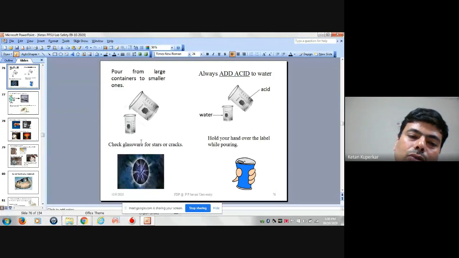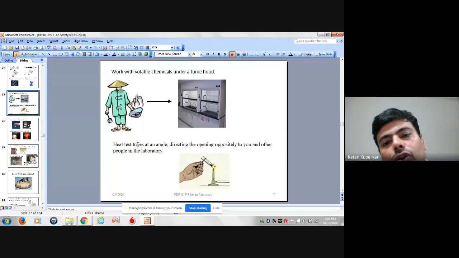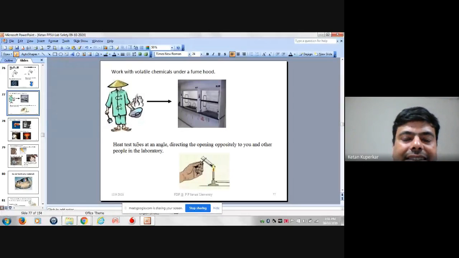explode out. Also, before you work in the laboratory, check the glassware for any stars or cracks. And the best way to hold any chemical bottle is to hold it with your hand over its label while pouring. Always have a habit of using the fume hoods when you are working with experiments where fumes are expected. When you heat something in a test tube, it is to be heated at an angle, not directing it at any of your lab mates as a way of creating some mischief. It has to be practiced in such a way that you do not damage yourself nor your lab mate.